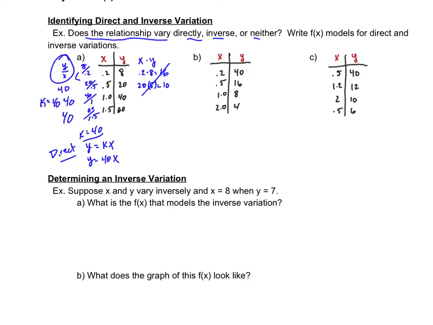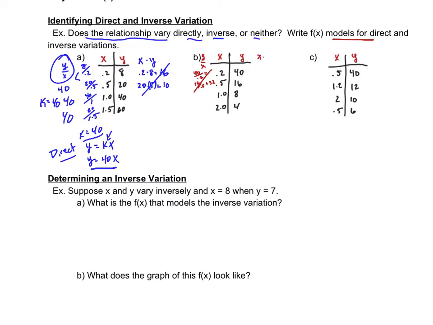Then we substituted 40 back into the formula to get the model that we were looking for, where it says to write the model for the direct and inverse variations. Again, for problem B, if I check direct variation, I know that 16 divided by 0.5 is going to be 32, and I know that 40 divided by 0.2 is not 32, so if it's not constant, then it's not direct.